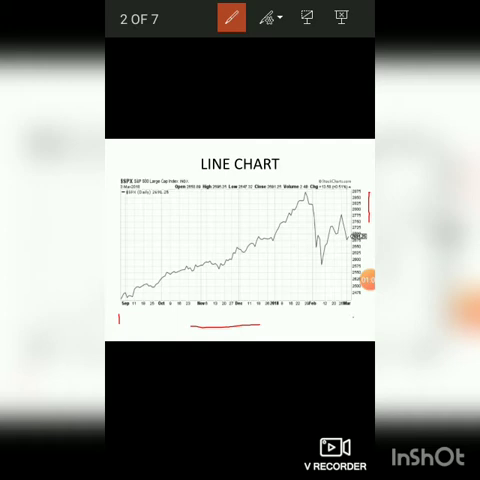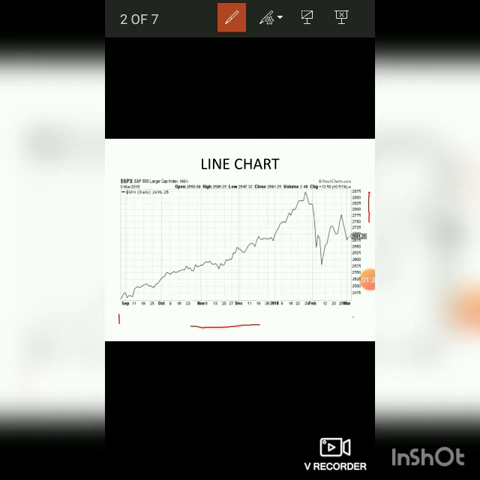So, this line chart effectively shows the price trends of the stock from September 11 to March 26. But the problem with this chart is that it only shows the closing price. It will never show the opening price, high price or low price of that stock during that particular time period.